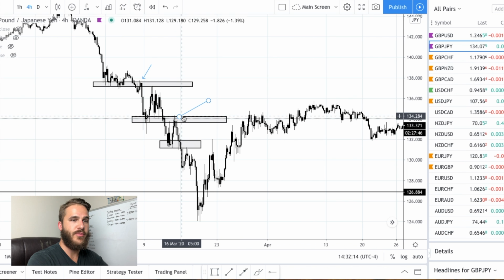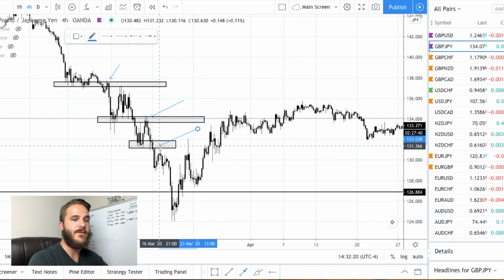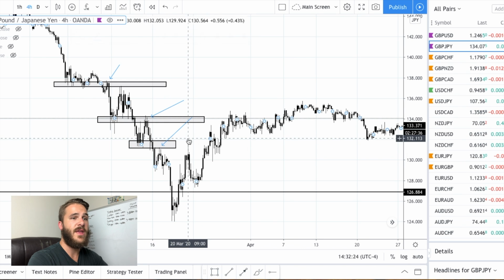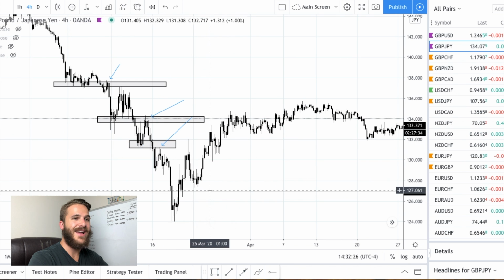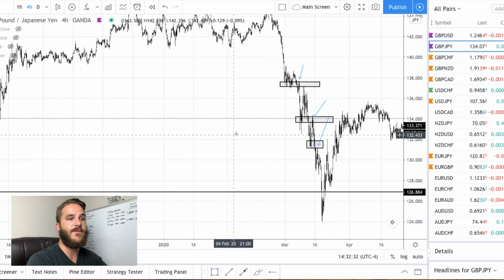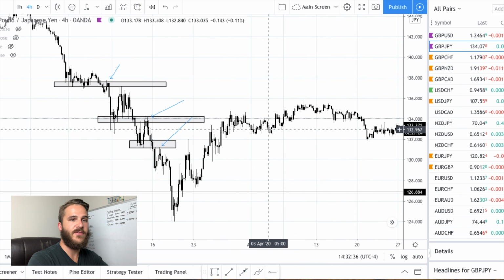Built beautiful support, came back, retested, dropped a sell position, broke through the zone. Now we are looking for a retest of simply this support. Well, it used to be support. We got the retest as resistance and dropped beautifully into the key 126.884 level as we drew as a previous area of support.